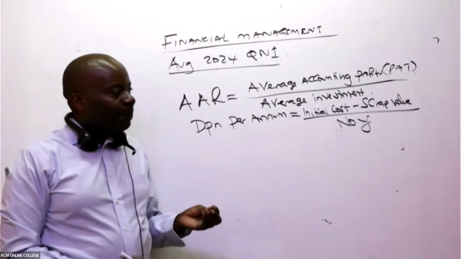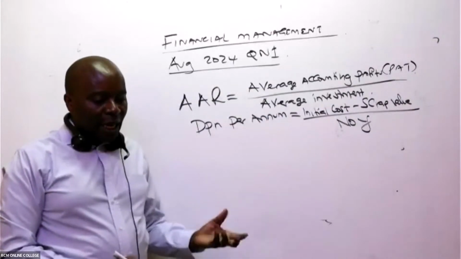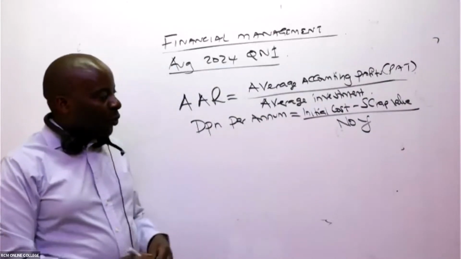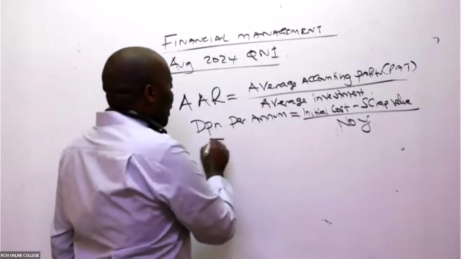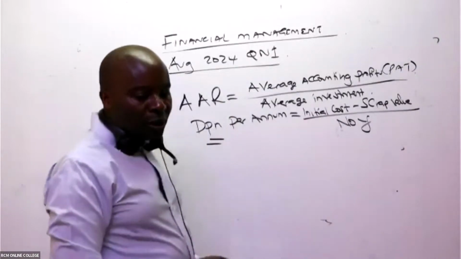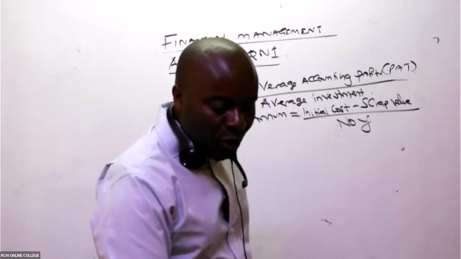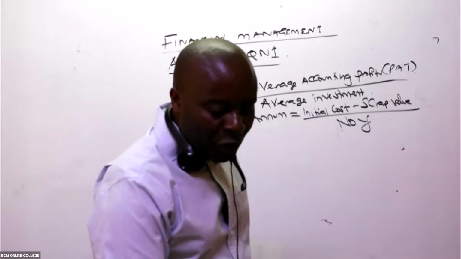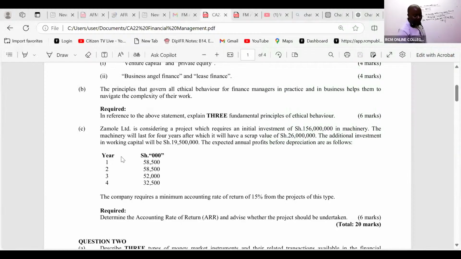I'll do my figures in thousands. My figures here will be in thousands. So we start with the initial cost. Ladies and gentlemen, what do we have here? If I share back the paper, you can see that the initial investment of the machine is 156,000 and the scrap value is 26,000. So 156,000.